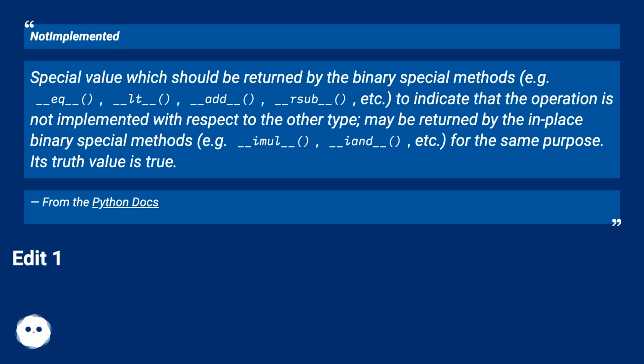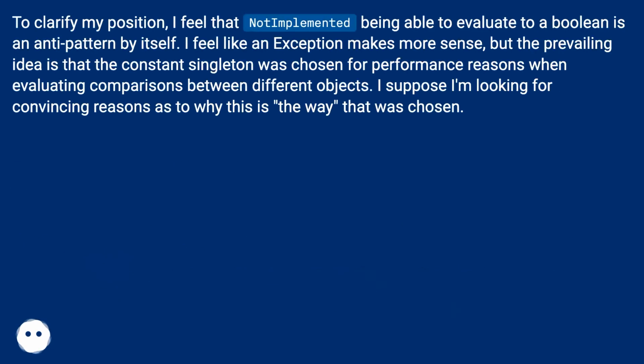From the Python docs. Edit 1. To clarify my position, I feel that NotImplemented being able to evaluate to a boolean is an anti-pattern by itself. I feel like an exception makes more sense, but the prevailing idea is that the constant singleton was chosen for performance reasons when evaluating comparisons between different objects. I suppose I'm looking for convincing reasons as to why this is the way that was chosen.